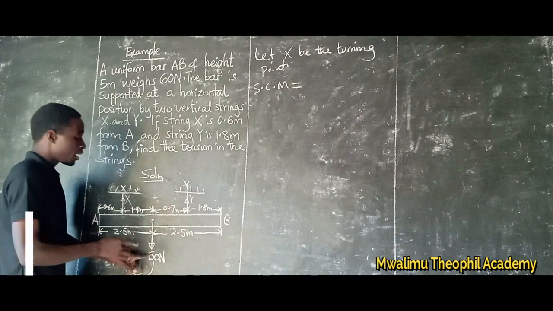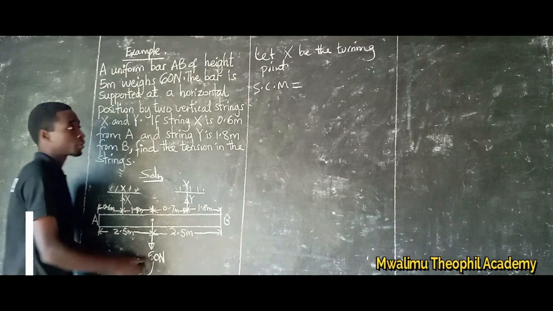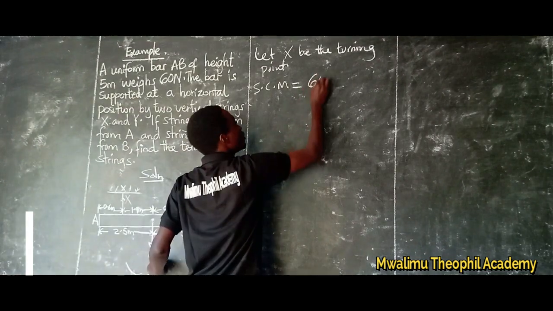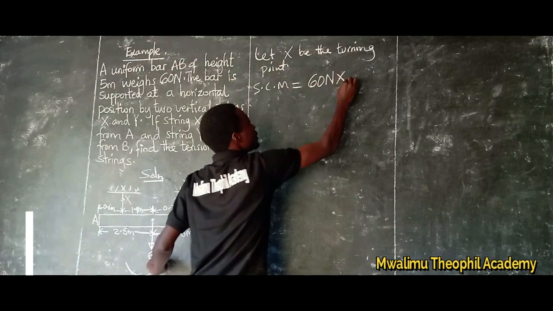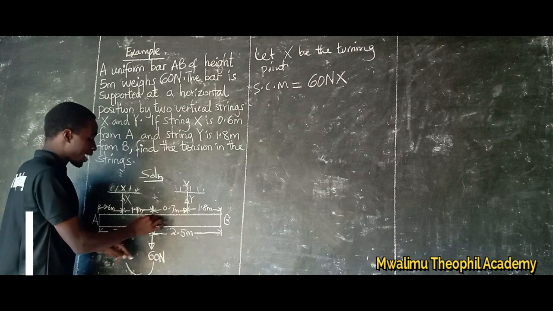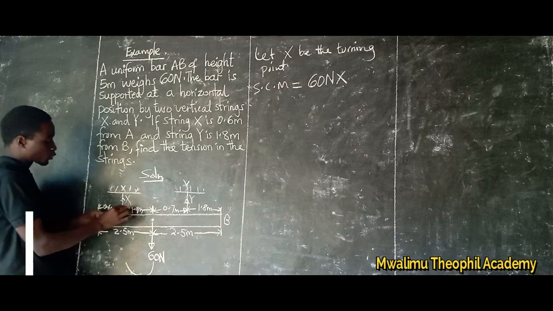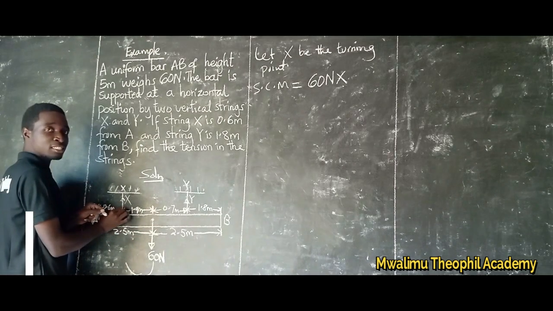So the clockwise moment will be due to the force 60 newton. Now it will be 60 newton times its perpendicular distance. Its perpendicular distance is the distance from where our force acts to the turning point. Now that is from where 60 newton acts, the center, up to the point where string X is fixed.